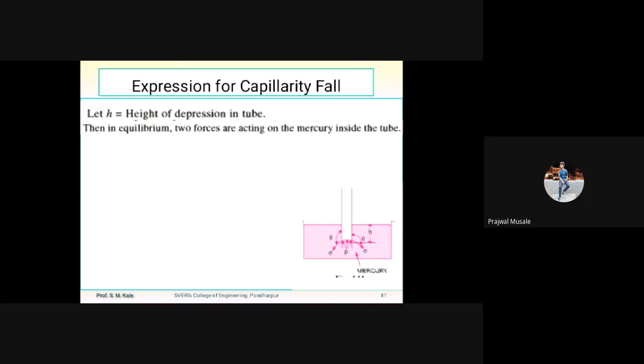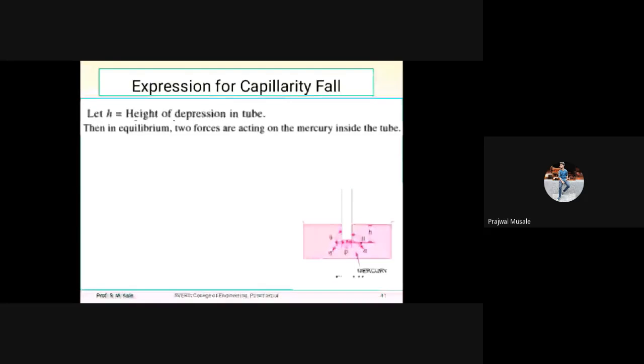So for the equilibrium condition, here also there will be two forces acting on the mercury inside the tube. Here also, in the fall of mercury or depression of capillarity, there will be two types of forces acting on the mercury inside the capillary tube. So the first force is nothing but the tensile force, also called the surface tension force. That surface tension force is acting in the vertically downward direction.